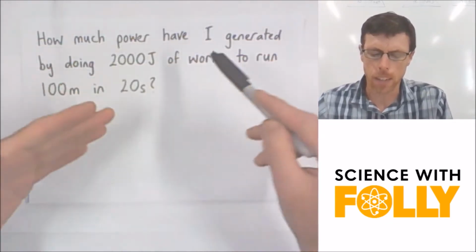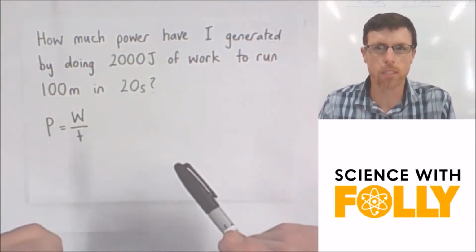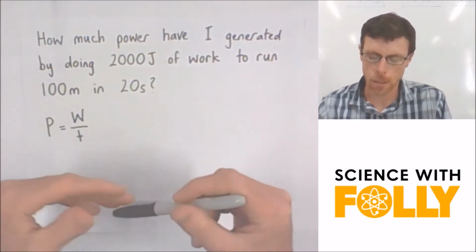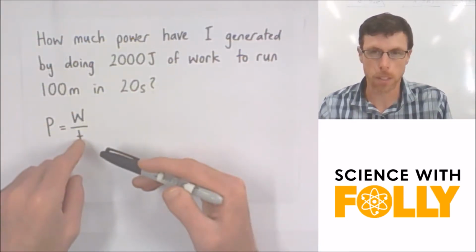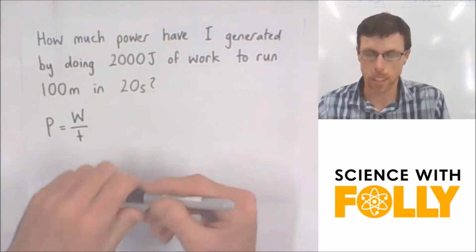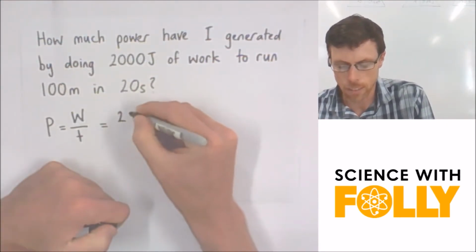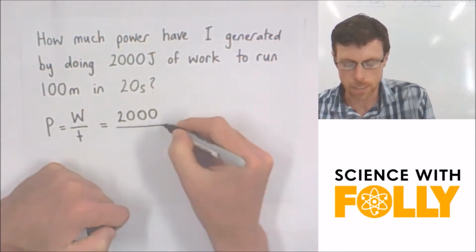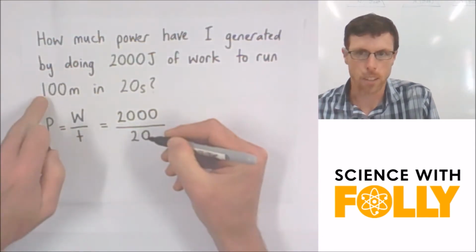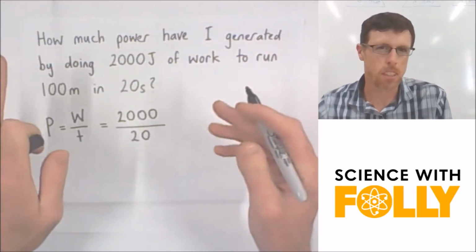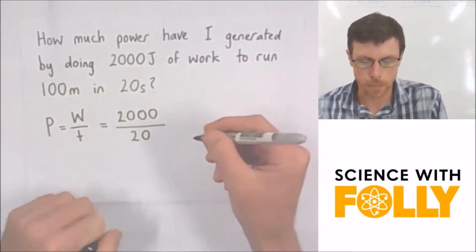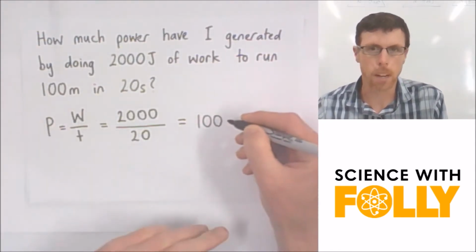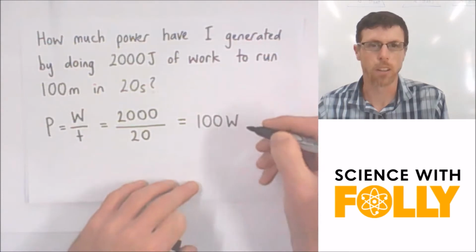So how much power have I generated by doing 2,000 joules of work to run, say, 100 meters in 20 seconds? Well, here's my formula. Power equals work divided by time. The amount of work I've done is 2,000. And the time taken is 20 seconds. I just put that 100 meters there to confuse you. It's not actually part of the equation. 2,000 divided by 20 gives you 100, and power is measured in watts.